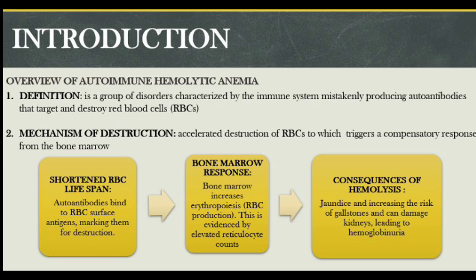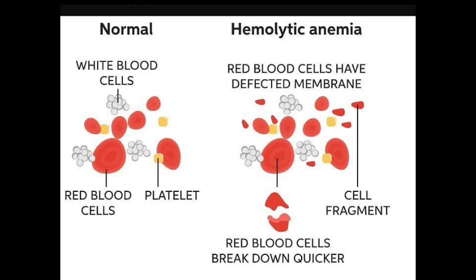From its very definition, it is a group of disorders characterized by the immune system mistakenly producing autoantibodies that target and destroy our red blood cells. Now, what exactly is the mechanism of destruction involved? Looking at this flow diagram, shortened red blood cell lifespan occurs when autoantibodies bind to the red blood cell surface antigens, marking them for destruction, either via intravascular hemolysis or extravascular hemolysis.